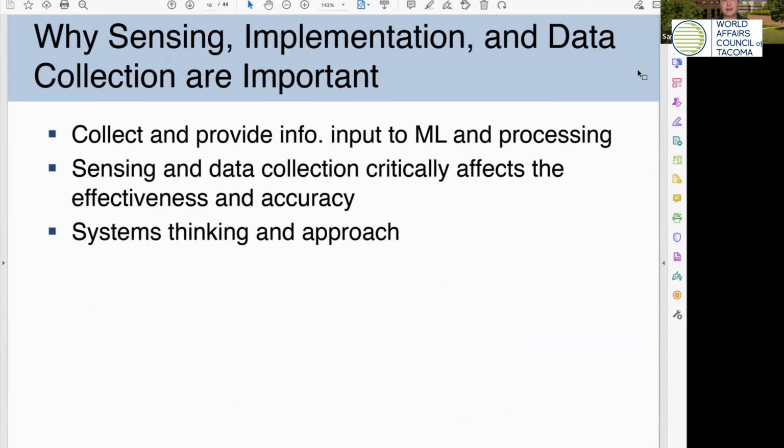So why is sensing and data collection important? Because there are a lot of people within the discipline of computer science who take machine learning and do data processing. There are a little bit fewer people who actually implement the prototype, implement the sensing, and collect the data. So I did want to highlight why sensing, prototype implementation, and data collection are important. The reason is that it directly affects the effectiveness and the accuracy of machine learning data processing. It's also very related to systems thinking and approach because we want to think about what is important in that system problem. And based on that, we want to build and design the AI, including the machine learning.